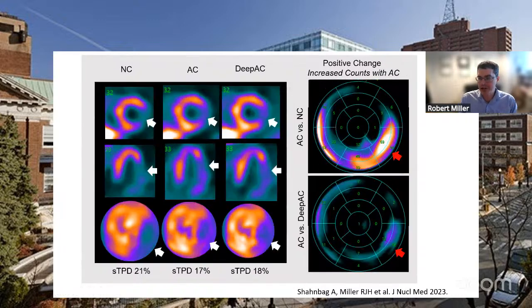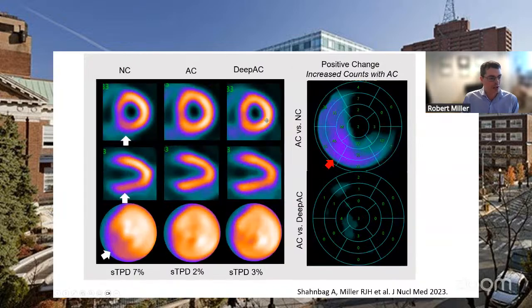What you want to make sure is that it's not just smoothing over all the defects. So this is a case where there's a defect in the circ territory. And what you can see is that that defect is really preserved with both CT-based attenuation and deep learning-based attenuation correction. And just one more example of a normal study here having a defect at the base, which again is probably a variant of a diaphragmatic artifact that resolves with both CT-based AC and deep AC.